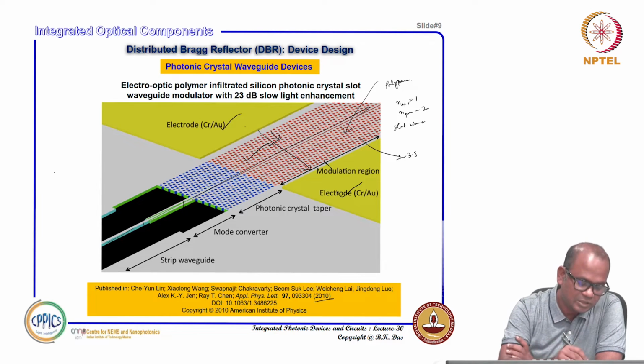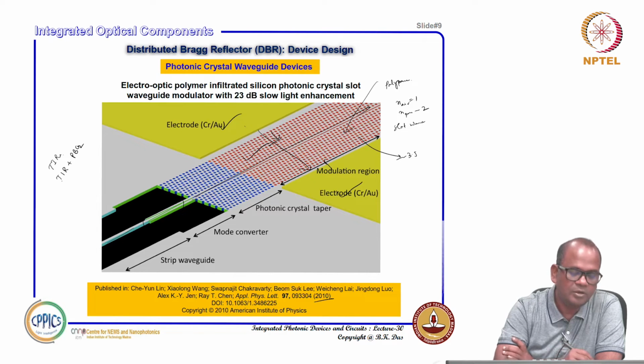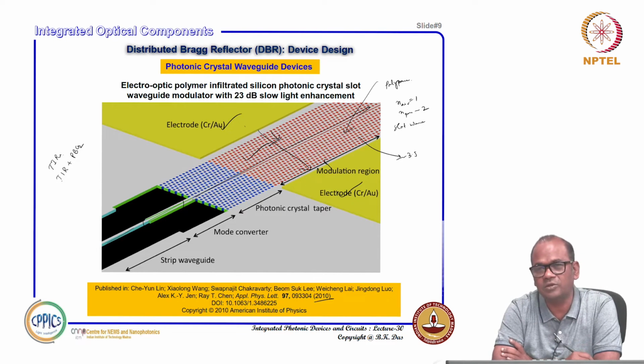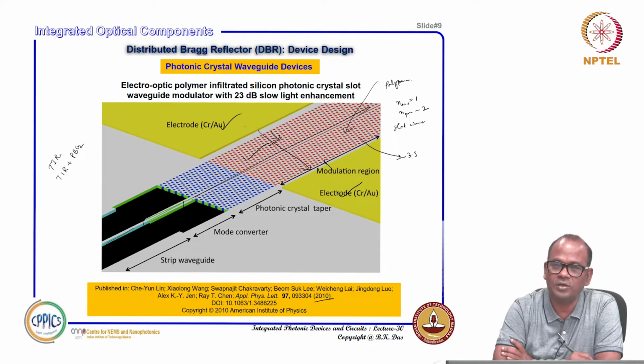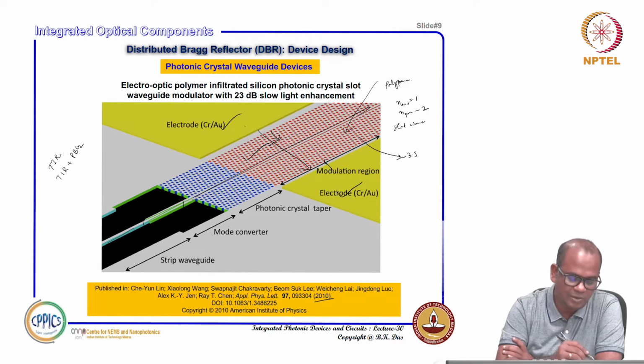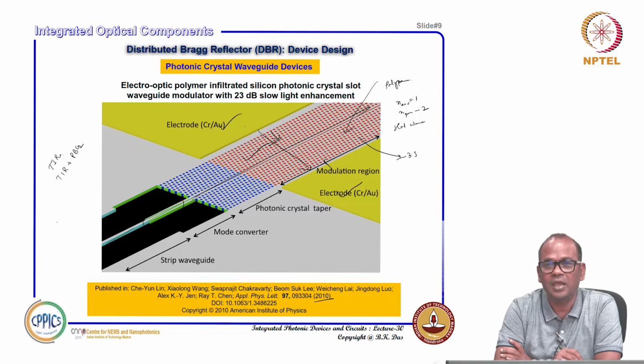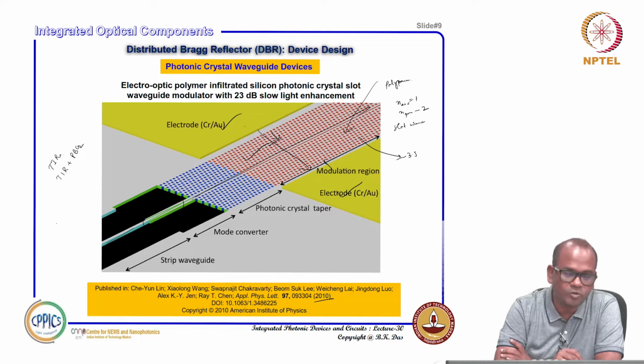So, we have discussed the waveguide so far, that is based on total internal reflection, and then based on hybrid total internal reflection plus photonic band gap type. One direction it is confined because of the photonic band gap, the other direction it is confined because of total internal reflection. But another type of waveguide is called a slot waveguide.